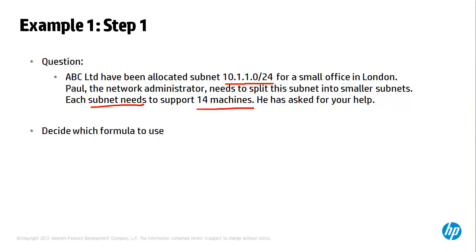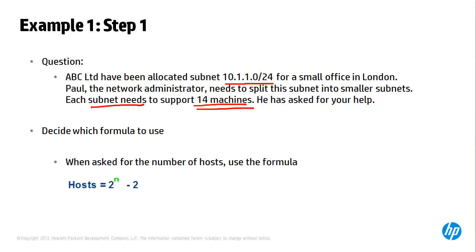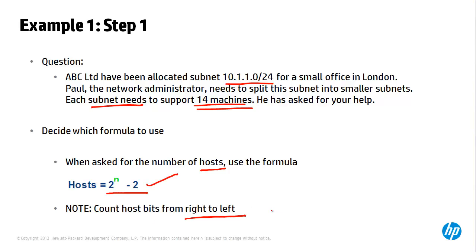The first thing we need to decide is which formula are we going to use. Are we working out hosts or networks? In this example, we've been asked to work out the number of hosts, so we use the formula 2 to the n minus 2. Once again, we've been asked for hosts, so we're going to count the bits from right to left. So two things to be aware of when answering questions are which formula are we going to use and which way are we going to count the bits. 2 to the n minus 2, count from right to left.